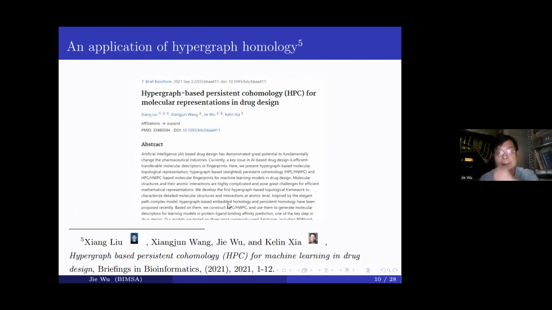Here I just take an example. We can work on the protein ligand models and try to make applications out of this hypergraph. The data running seems quite good. So this gives us successful applications for these new topological features obtained from hypergraph homology.